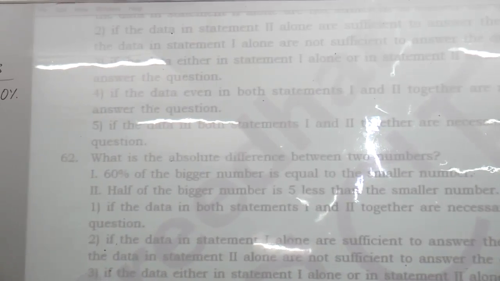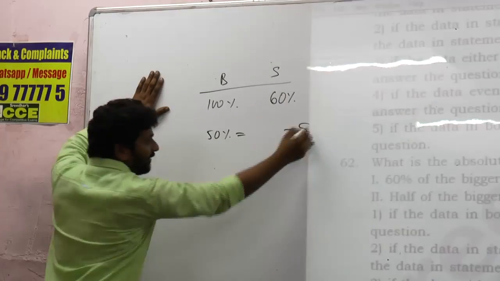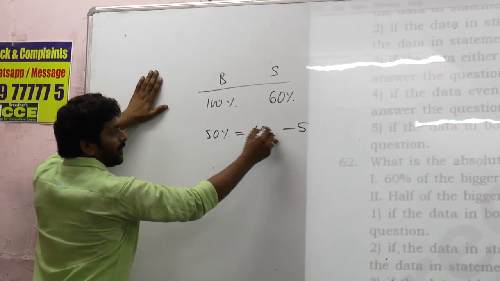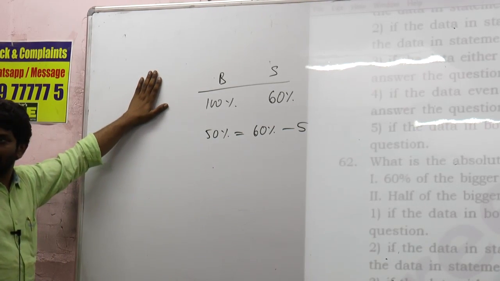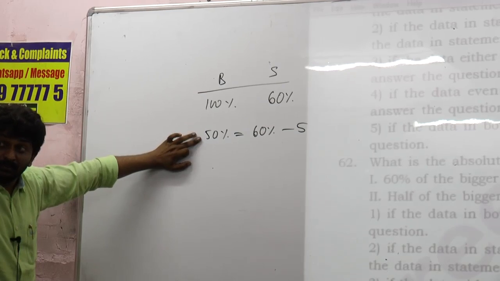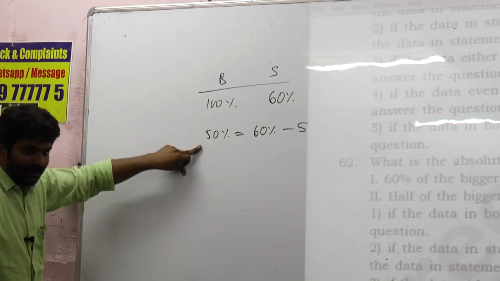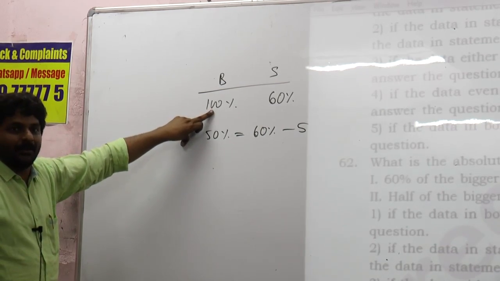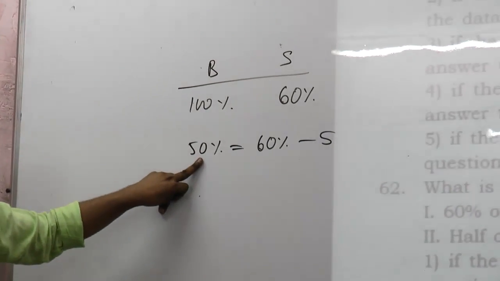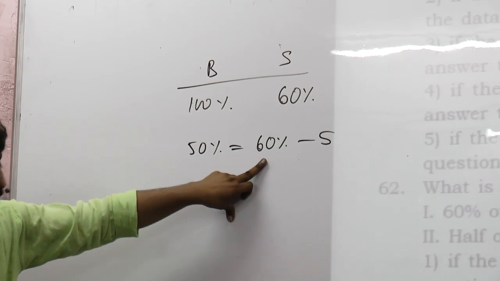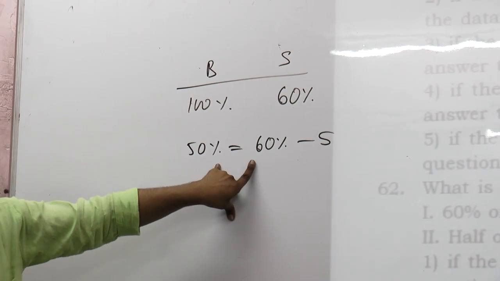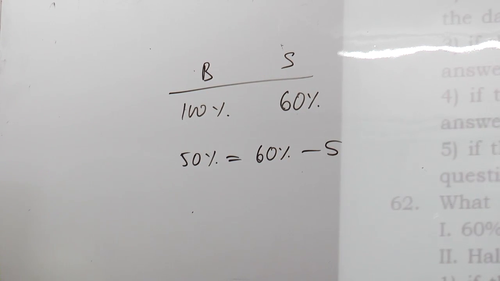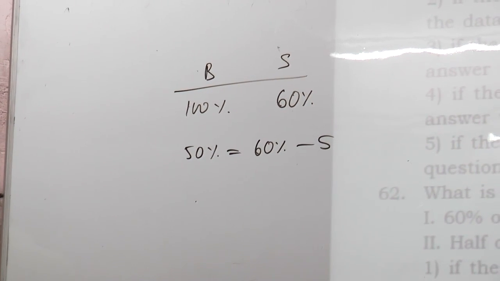Next, half of the bigger number. How much is half of this? 50%. Is 5 less than the smaller number. Is it 2 alone or 1 and 2? This is 1 and 2 together. By using the first statement we are able to write half of the bigger number as 50% and the smaller number as 60%. Now will you get the answer or not? Yes. 1 and 2 both are required to answer this.